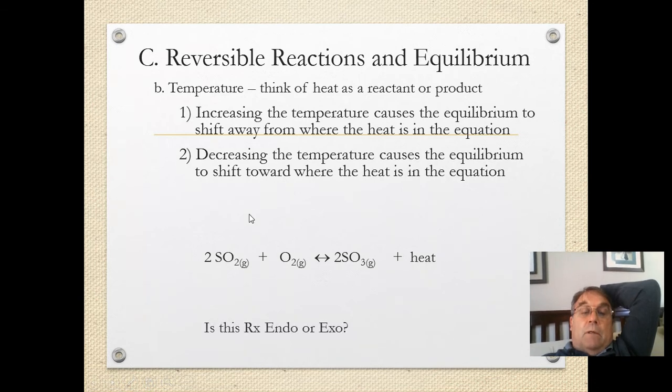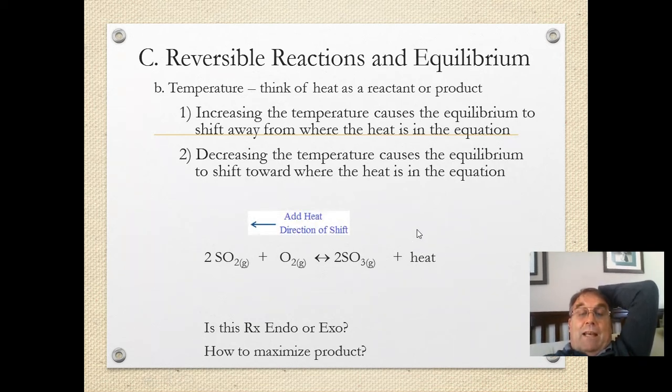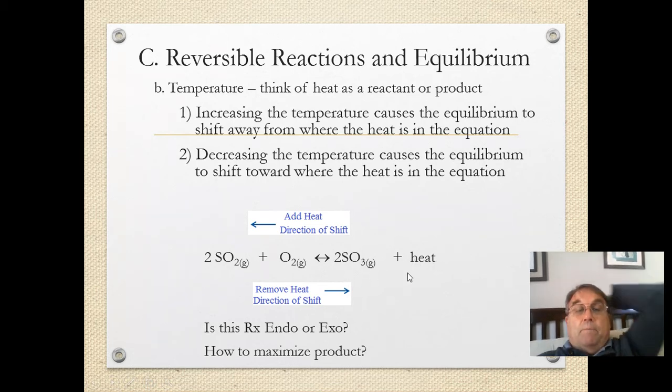Okay, so if we increase the temperature, heat's on this side, so increasing this factor shifts it away from the increase. First of all, think: is this reaction endothermic or exothermic? Well, heat is a product, heat is being given off, so it's exothermic. For exothermic reactions, if you want to maximize the reaction, you can't heat it up more, you have to cool it down. If we add heat, the shift is toward the reactants, so the reaction will be less efficient. So we have to remove heat. We have to cool the system down to keep the system going in this direction, we want to shift it to the right.